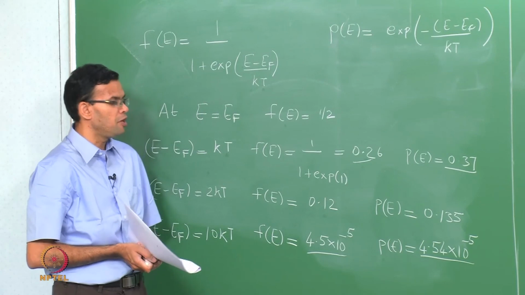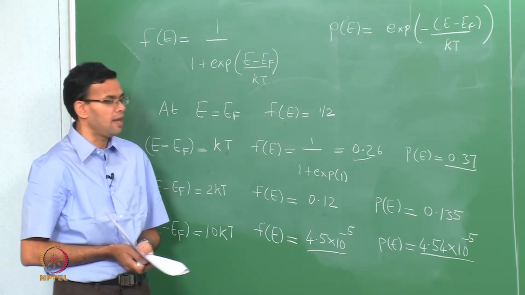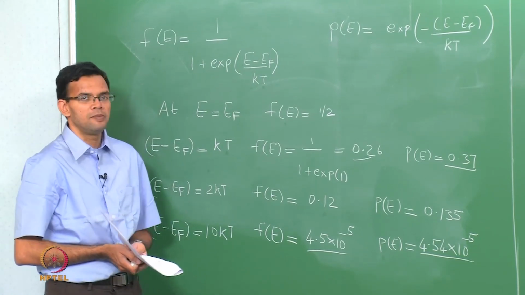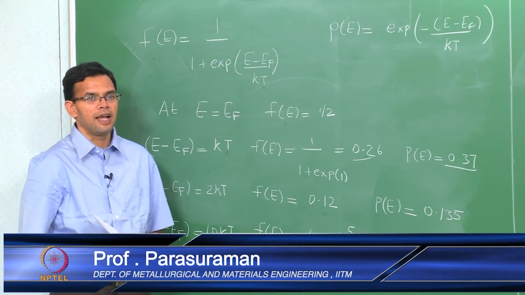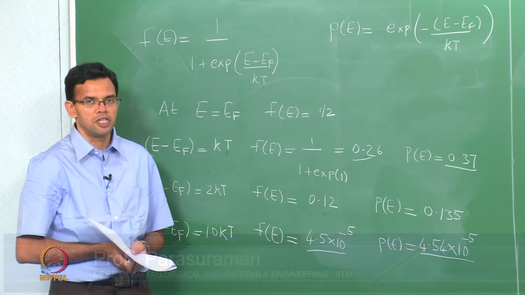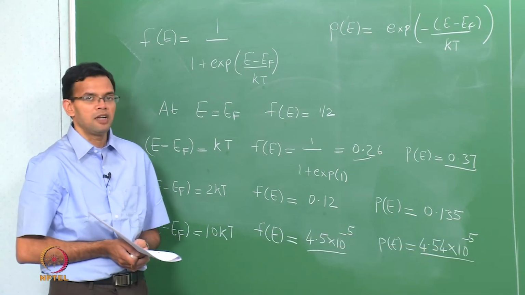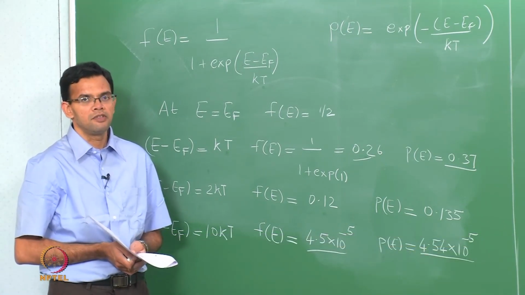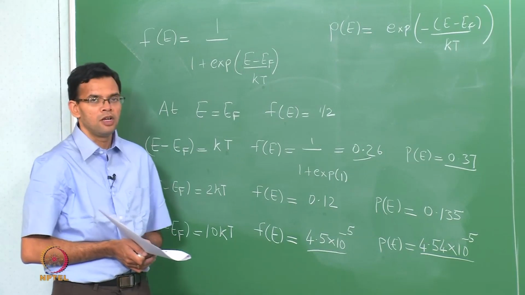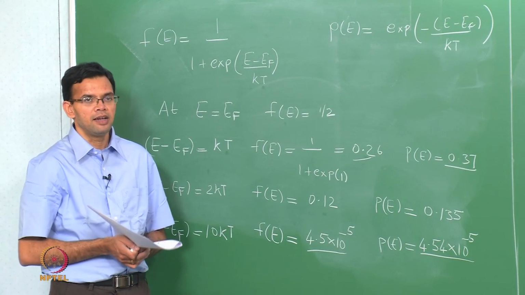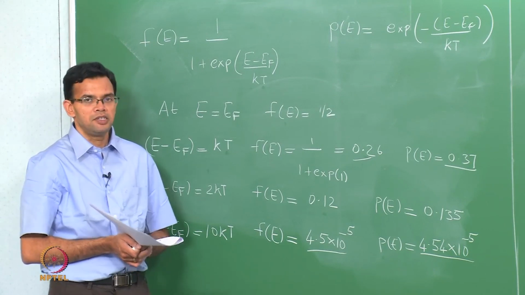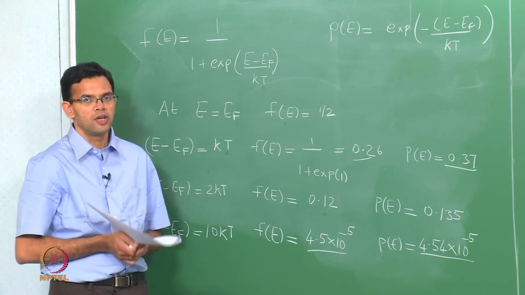So, we will stop here for today. In the next class, we will use these concepts of density of states and the Fermi function in order to calculate the electron and hole concentration. We will first start with an intrinsic semiconductor, which is a semiconductor that is pure and has no dopants, and we will calculate the carrier concentration in that. And after we are done with intrinsic, we will move on to extrinsic semiconductor.